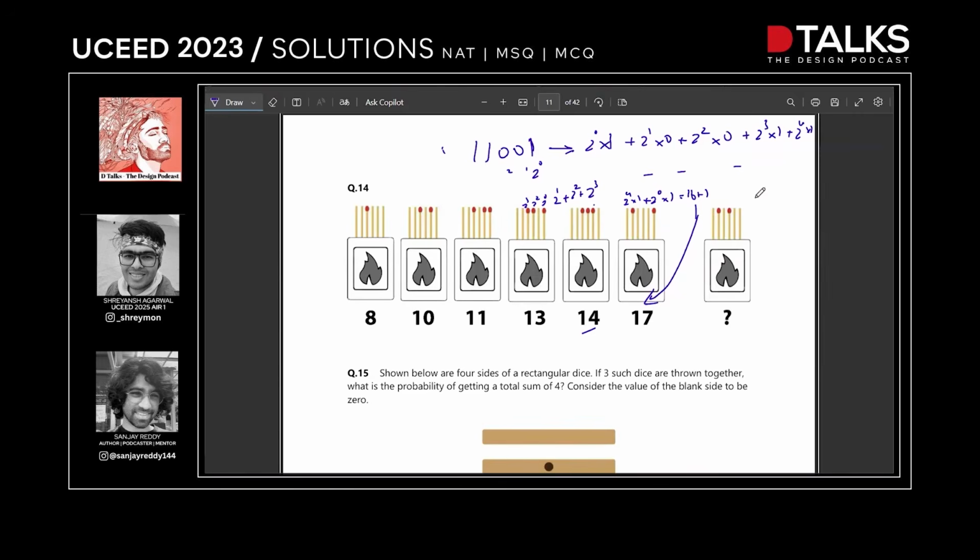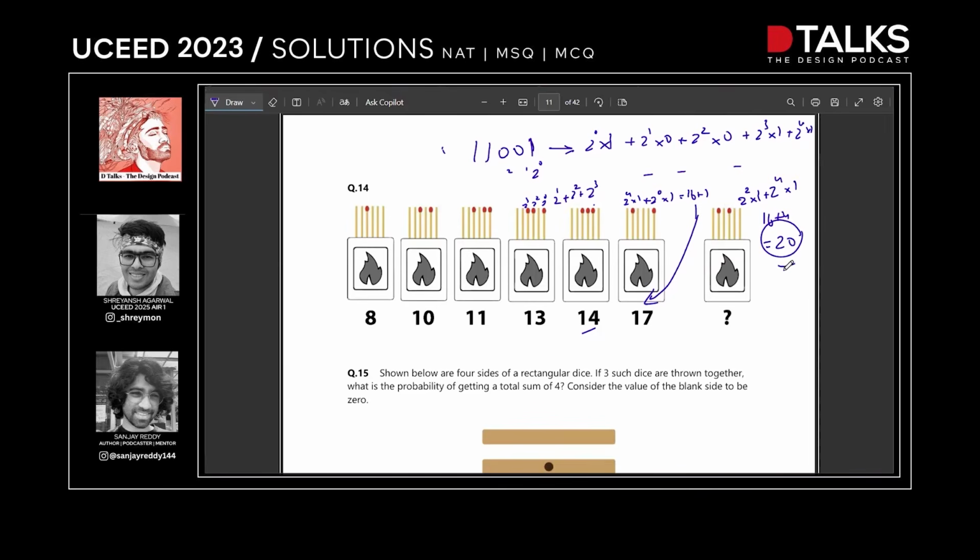We're going to do the same here. So this is 2 power 0 times 0, 2 power 1 times 0, then 2 power 2 times 1 plus 2 power 3 times 0 and 2 power 4 times 1. That is 16 plus 4 gives you 20.